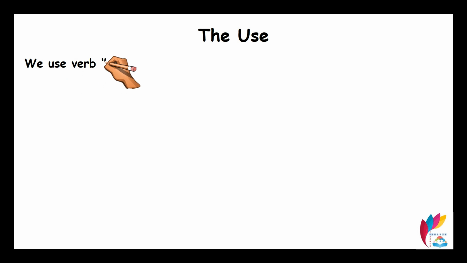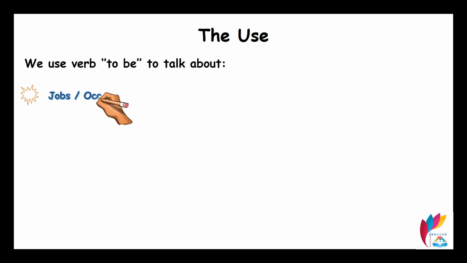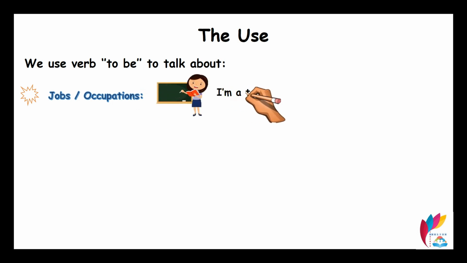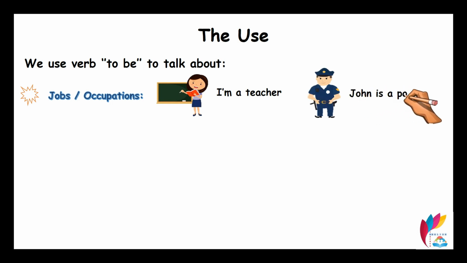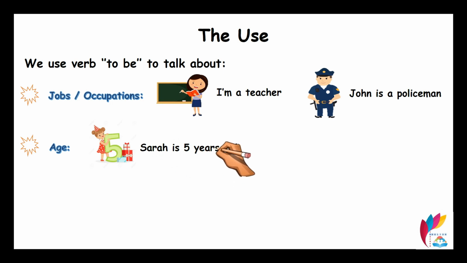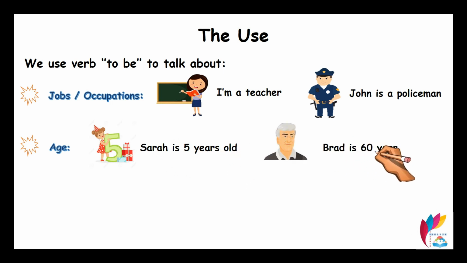We use verb to be to talk about, first, jobs and occupations. For example, I'm a teacher. John is a policeman. Second, age. For example, Sarah is 5 years old. Or Brad is 60 years old.